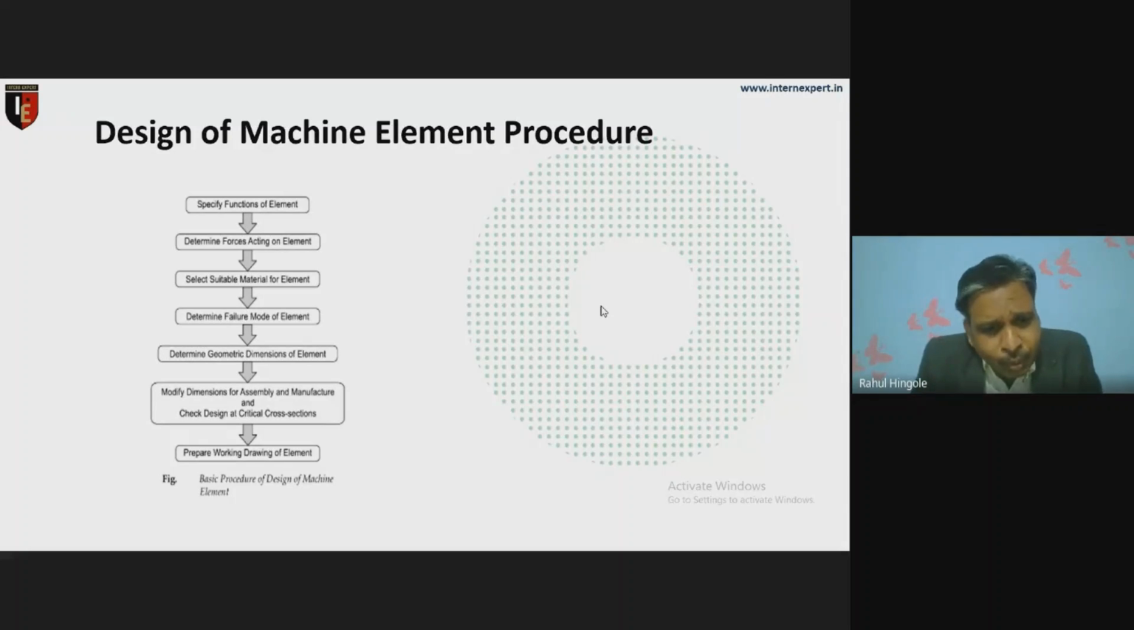As an engineer, how will we look at and see a particular component? These are the various parameters, aspects, or ideas. Modify the dimensions of the assembly and manufacture. Check the design at the critical cross sections. So yes, obviously I am manufacturing it. I have to check the design, where it can be modified, but this point is a standard.